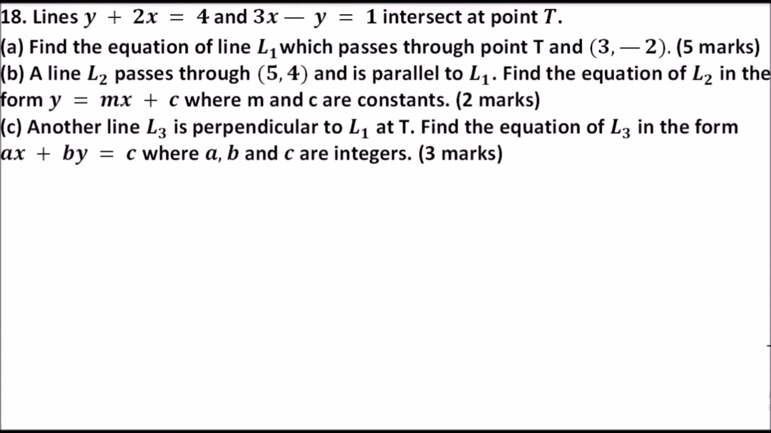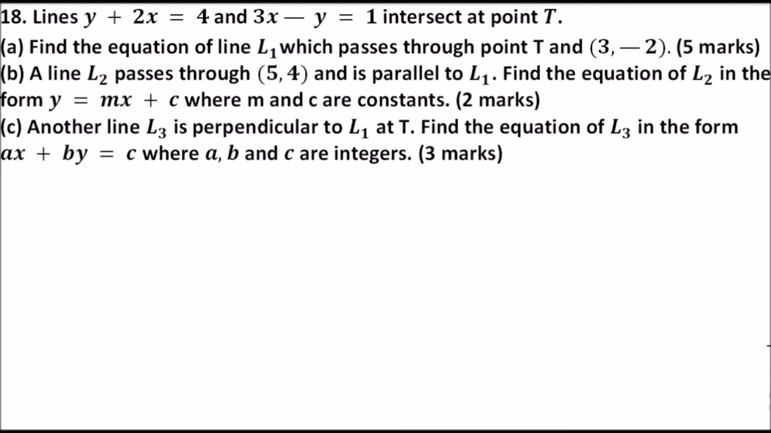Question 18. We are told lines y plus 2x is equal to 4 and 3x minus y is equal to 1 intersect at T. Find the equation of the line L1 which passes through T and (3, -2). That is 5 marks. If you have covered gradients and equations of straight lines in Form 2, you should be able to do this question comfortably.